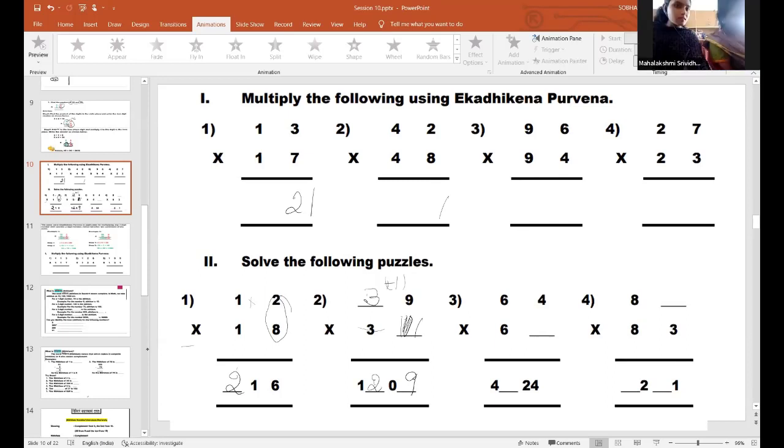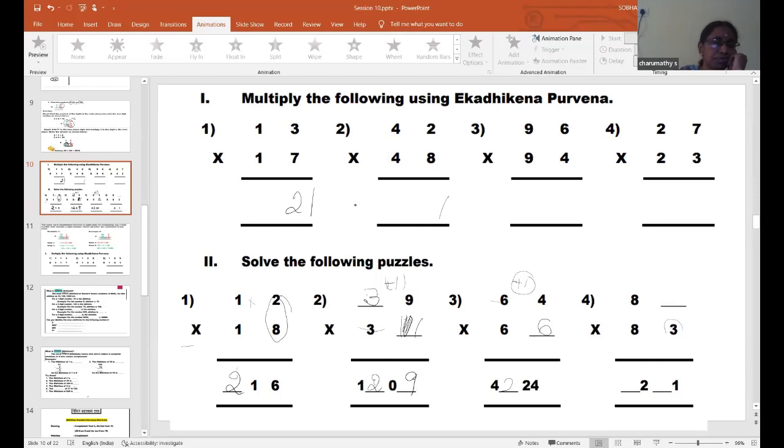So 64 into 66 is equal to 6 4. Yes, here 6 4s are 24. And here, because 4 to 1, 8 7, and ekadhikena purvena, 6 into 6 plus 1, which is 6 into 7, which is 42. And here, teachers, 7, ma'am. Right, yes, ma'am, 7. And 7 to 2 1. Okay, yes, ma'am.